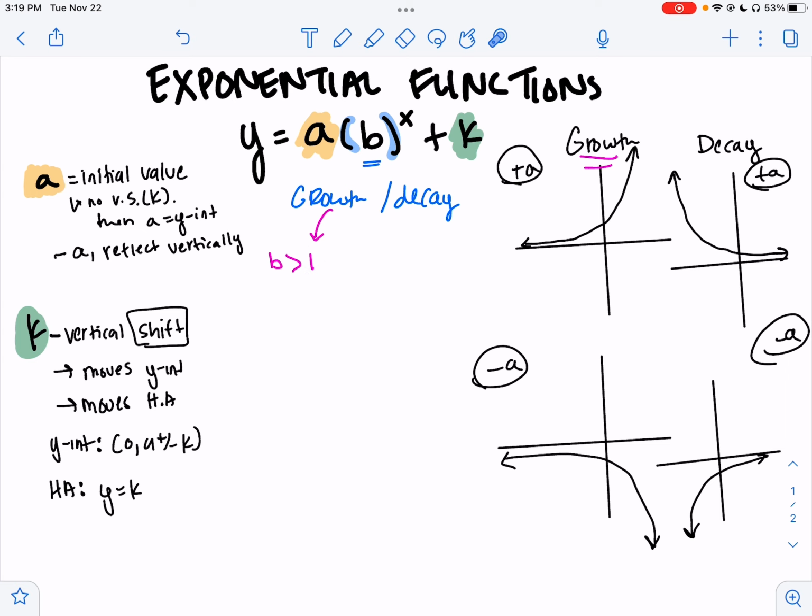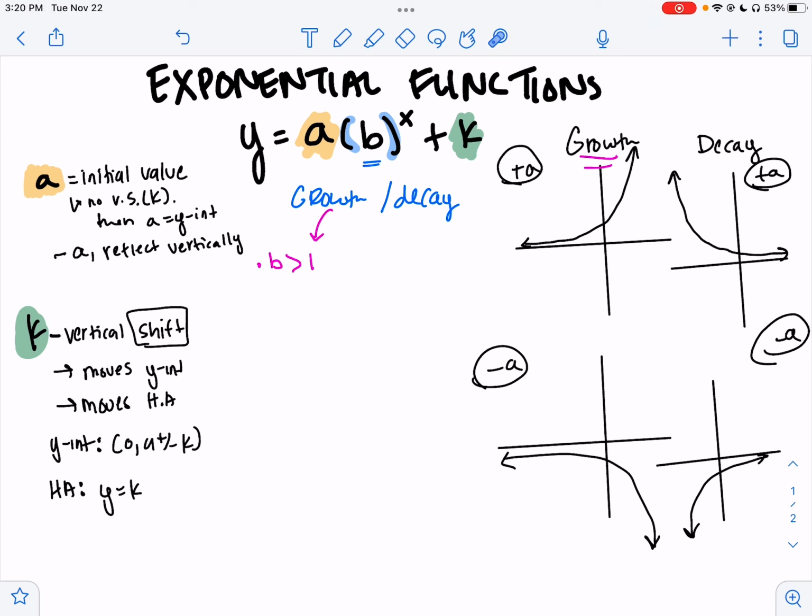But when your b value becomes larger than 1, then as you raise it to an exponent, it's going to keep getting bigger and bigger, which means that you're going to multiply it by another number, which is going to get bigger and bigger. So having a b value greater than 1 is what causes you to have growth.